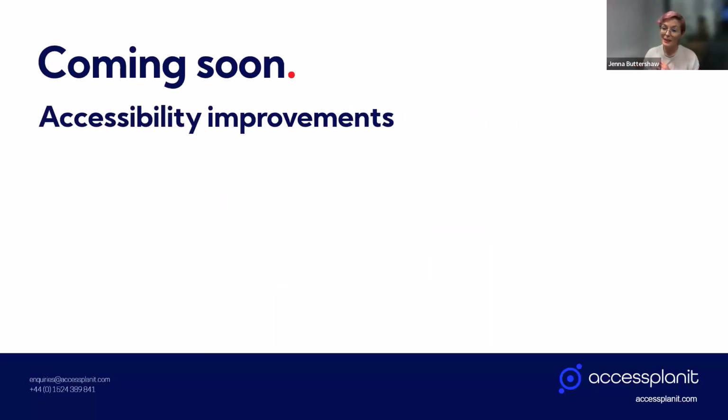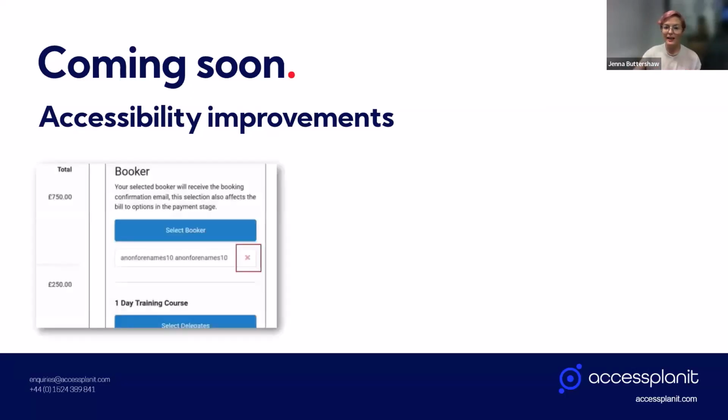Cool, then we've got two accessibility improvements that are also in the testing phase at the moment. So the first one is an update in checkout, to make the little X icon that's available to clear your selected booker or clear your selected delegates available to tab to using a keyboard. So this will mean that keyboard only users will be able to access the option. This is our last high priority accessibility issue in the checkout basket, so we can start moving on to the medium priority issues now.